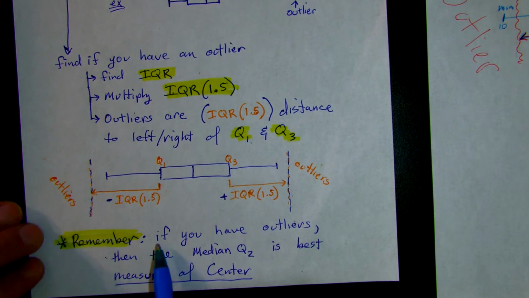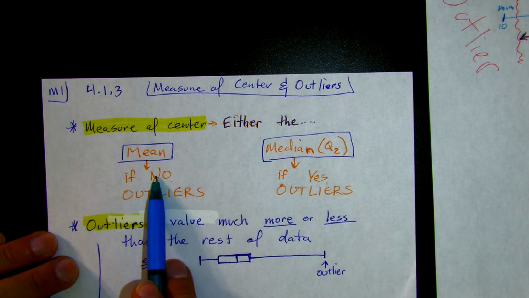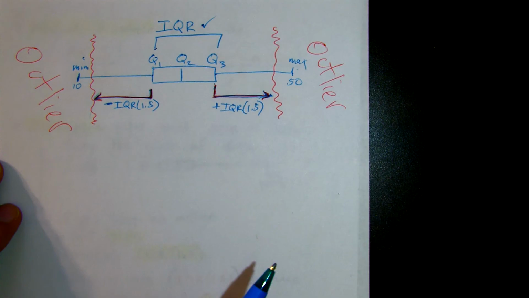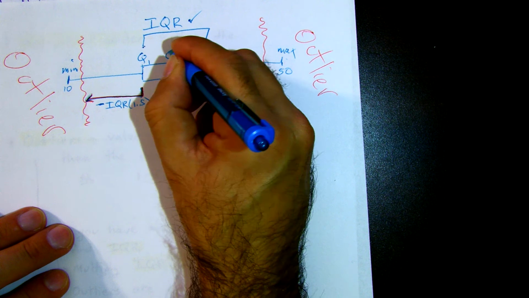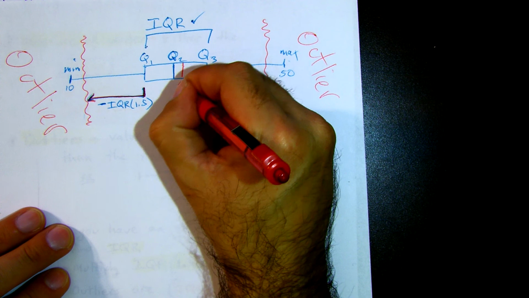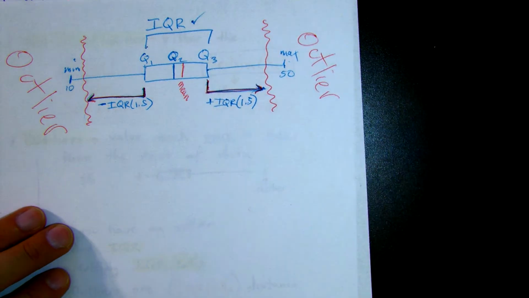Okay. Now remember, if you have outliers, if your answer is yes, you have an outlier, then the median Q2 is the best measure of center. If you don't have outliers, remember what I said. If there's no outliers, then we have to find the mean, because the mean is the best measure of center. So we may end up with a situation where we have a measurement of Q2, which is our median, and we also have the mean as the measure of center, and we would mark that on our box plot.